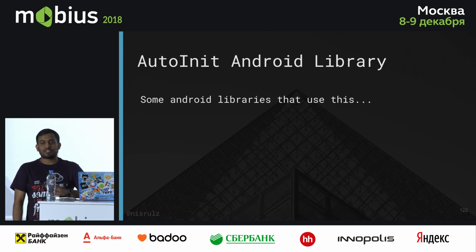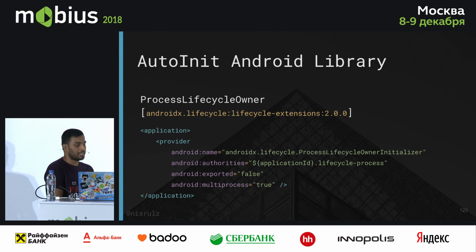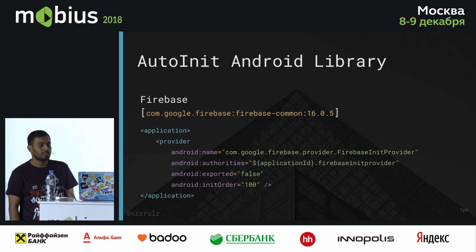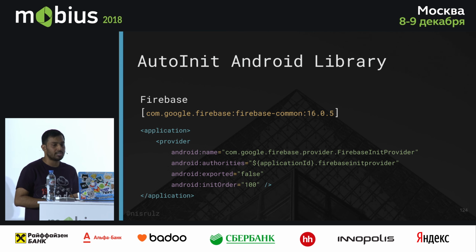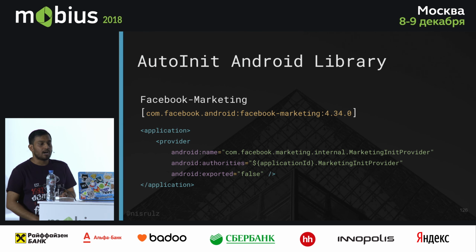But process lifecycle owner is not the only library that is doing this. A lot of other libraries are doing this. So you have process lifecycle owner, the one that I talked about. They have this provider string. You have Firebase, which in general, this is a commons library that I took specifically, but when you include the Firebase analytics, Firebase common gets pulled into the system transitively, and adds this provider. Facebook has this thing called Facebook core, again being pulled as a transitive dependency, which adds a provider to your application at the end of the merger phase because of a library.